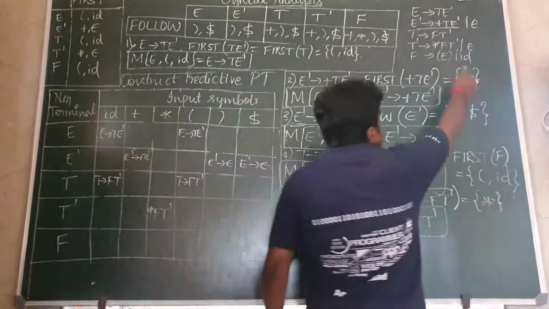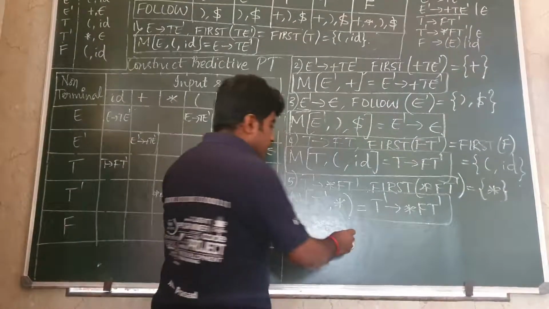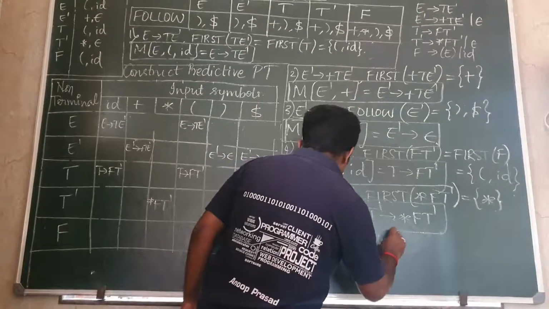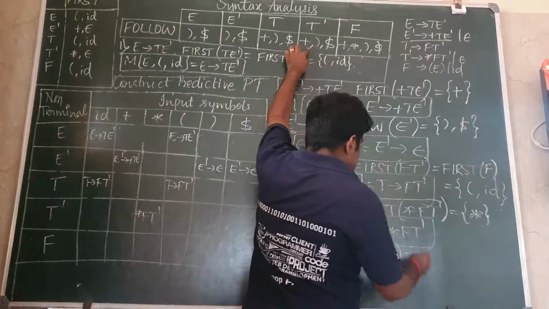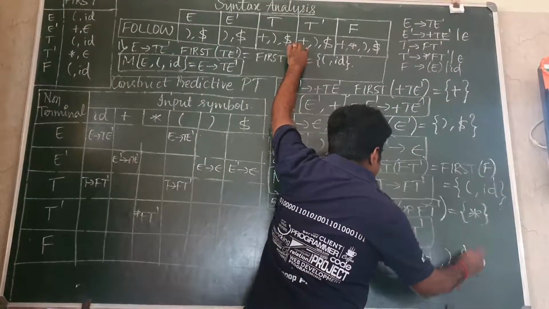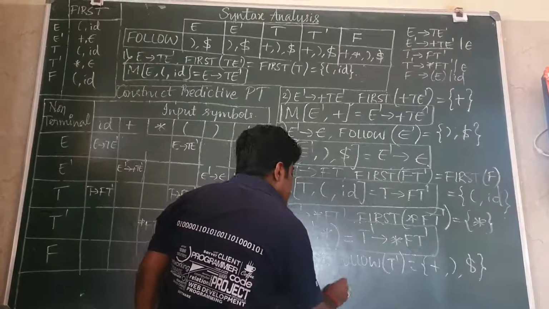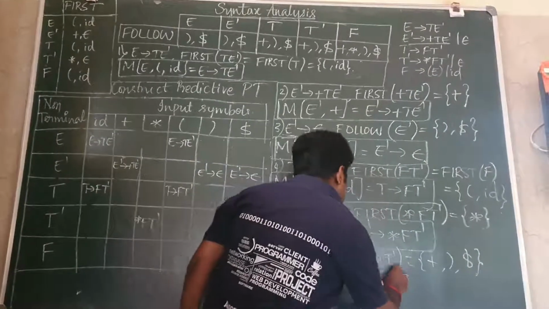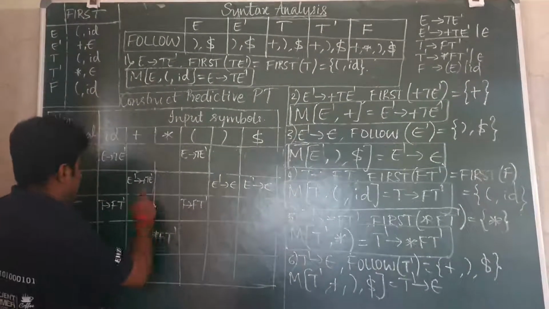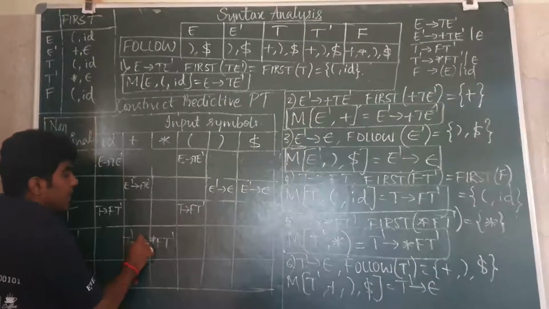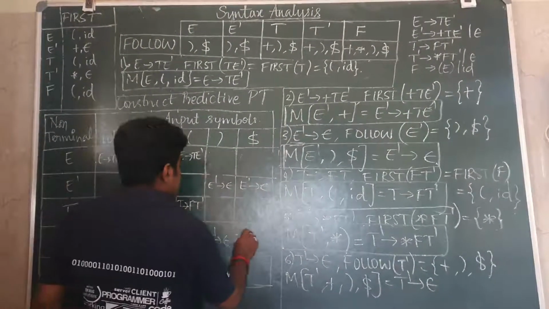Then which production? T dash tends to epsilon is still present. Now alpha is equal to epsilon, so what do we have to calculate? We have to calculate follow of T dash, which we already have: plus, closing bracket and dollar. What is the meaning? In parsing table M, from non-terminal T dash on terminals plus, closing bracket and dollar, include the production T dash tends to epsilon. Got it? So T dash on plus, T dash tends to epsilon. On closing bracket, T dash tends to epsilon. On dollar, T dash tends to epsilon.